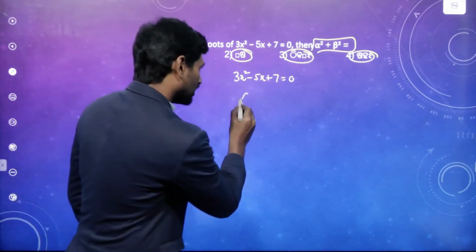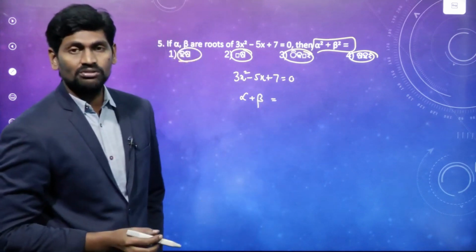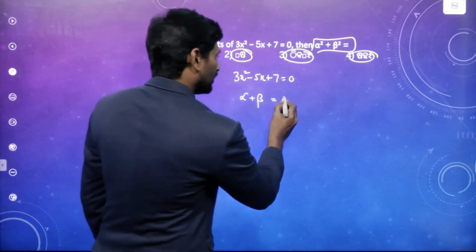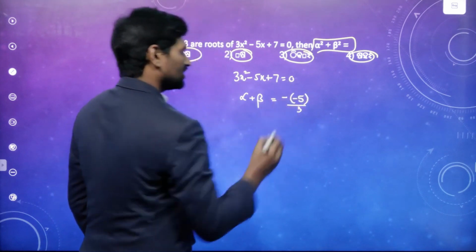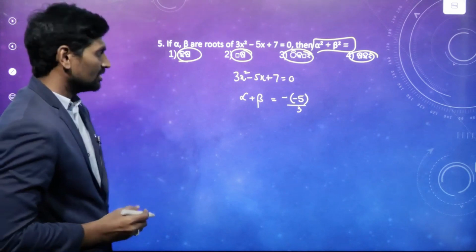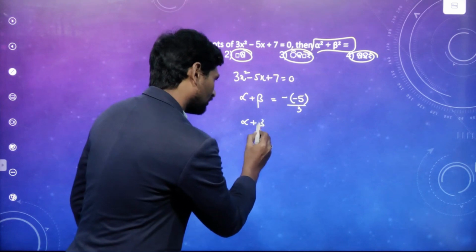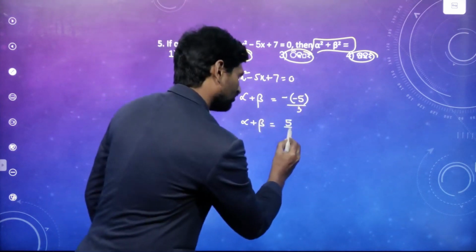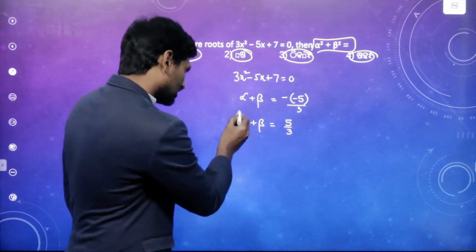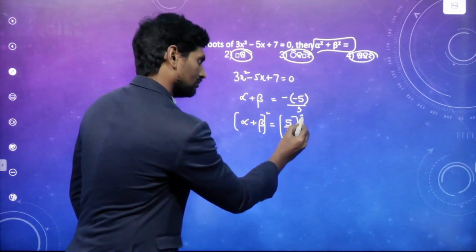We know the sum of roots, right? What is the sum of roots formula? Alpha plus beta equals minus b by a. That means minus b value is minus 5 and a value is 3. Okay? Minus b by a. So let us simplify this. Alpha plus beta is equal to minus into minus plus, this will be 5 by 3. Now squaring on both sides.